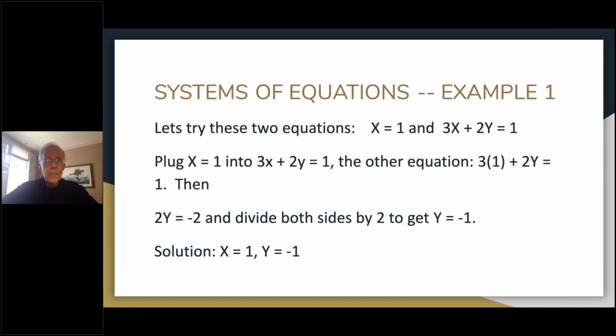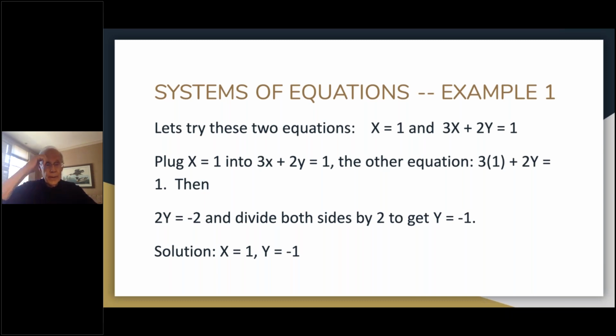And really, it sounds more complicated than it is. But let's try this example. Let's try 2 equations, x equals 1, and 3x plus 2y also equals 1. Now, we've already isolated a variable because one equation just says x equals 1. So that x is already isolated for you. So what do we do? Step 1 is done. Step 2 is we plug x equals 1 into 3x plus 2y equals 1, in other words, into the other equation. And when we do that, we find we've got 3 times 1 plus 2y equals 1.